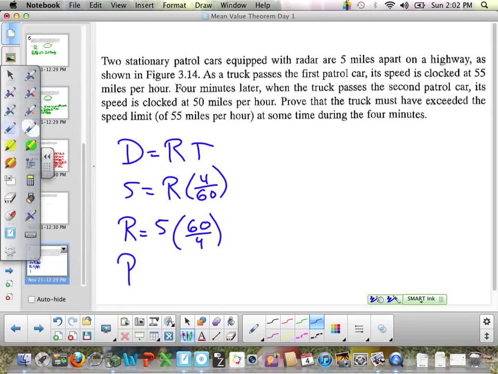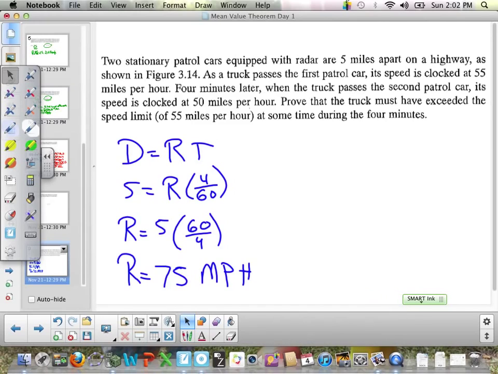15 times 5. At at least one point, he was going 75 miles per hour. So sometime during that exercise, he was going 75 miles per hour. And that is the mean value theorem. Somewhere in an interval, you're going your average rate of change instantaneously.